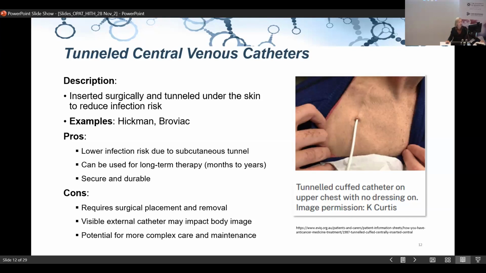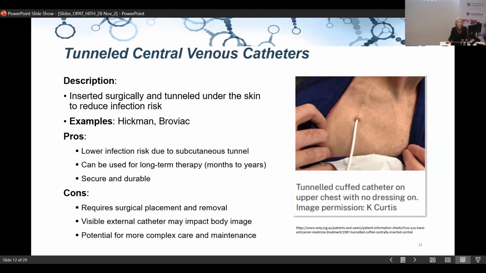And the pros on that are that it lowers the infection risk due to that tunneling. It can be longer term, months to years, and often people like dialysis patients will have these and have them at home. And they're quite secure and durable. The risk of dislodgement and pulling and things are much lower than they are potentially with PICCs or other ones.